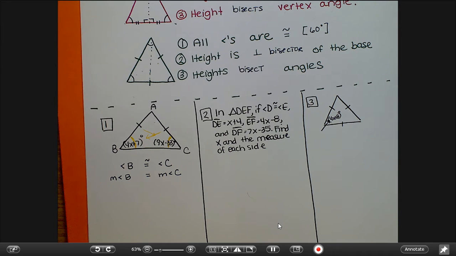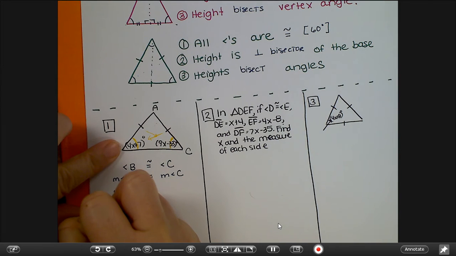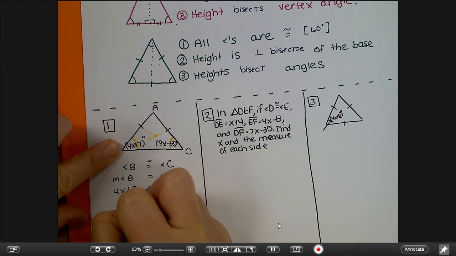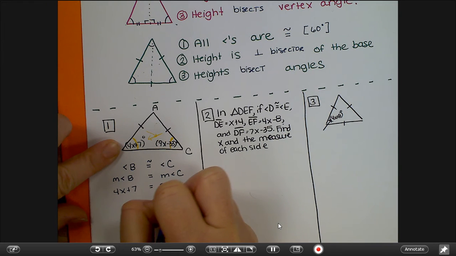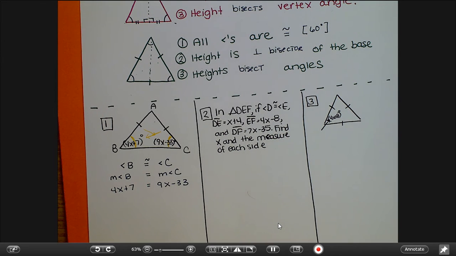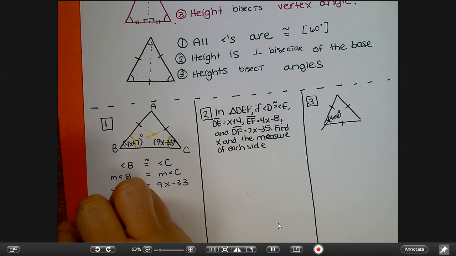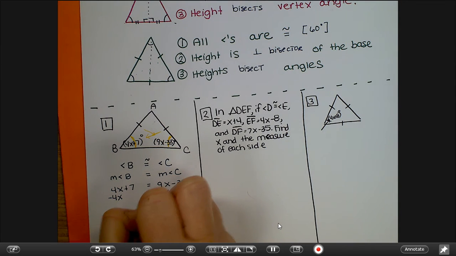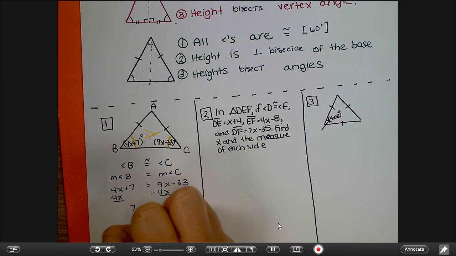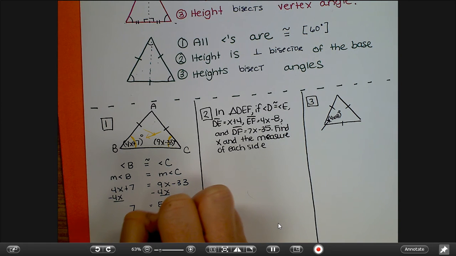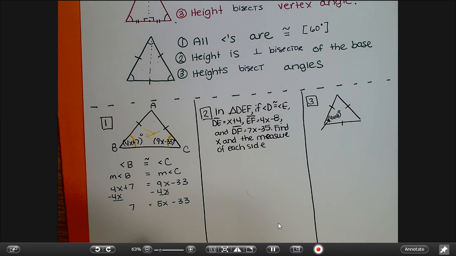And now we're just going to fill in what we have. We know that B is 4x plus 7, and it has to be equal to 9x minus 33. And then from there, we just solve. Again, there's 4 places you could start here, but I'm just going to solve it myself. If you have any questions about solving equations, just let me know.